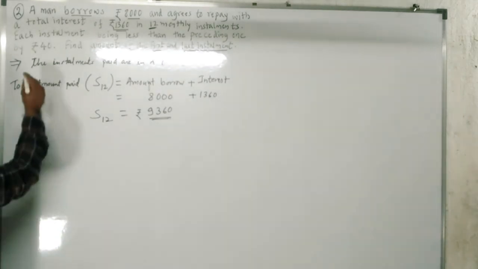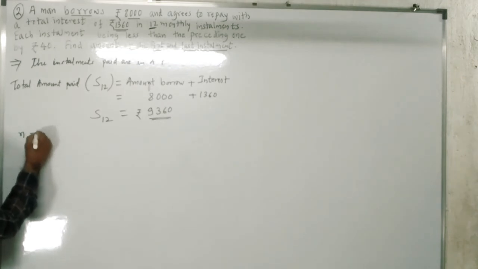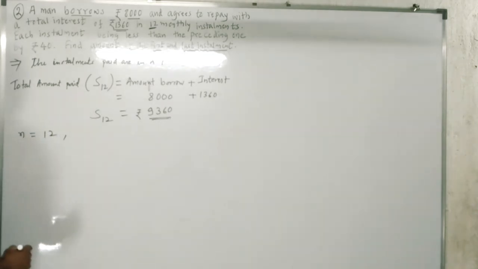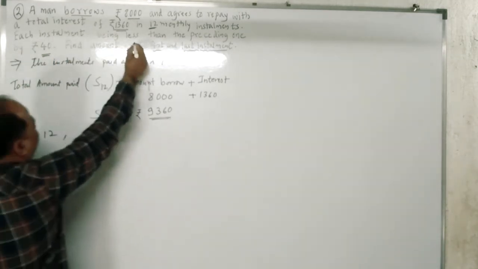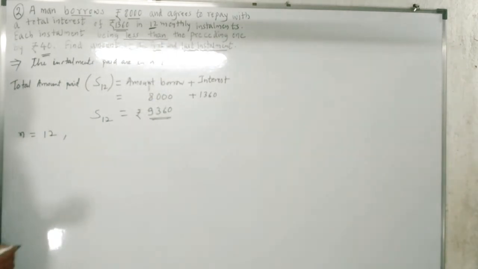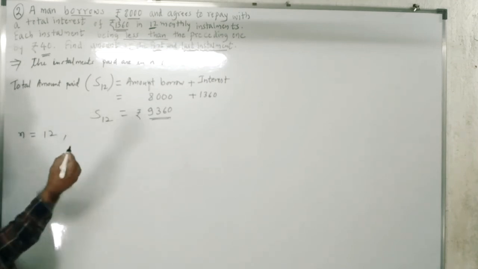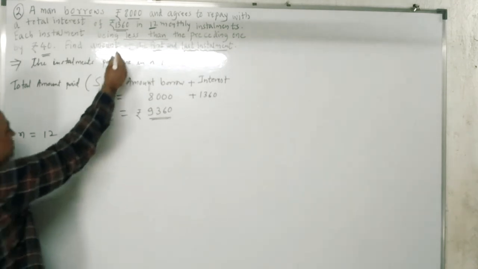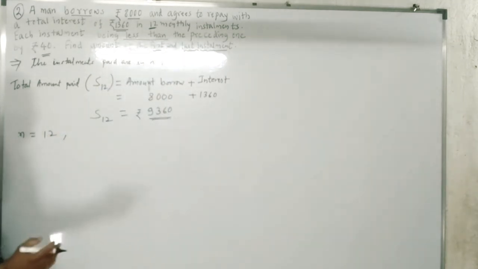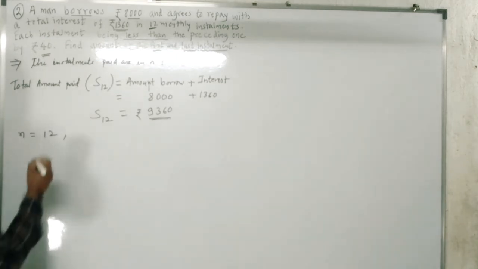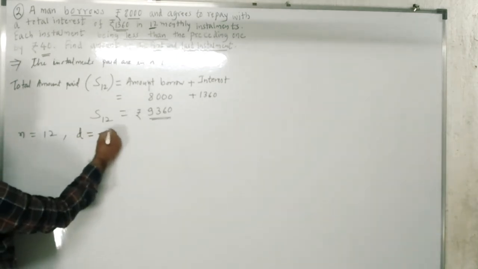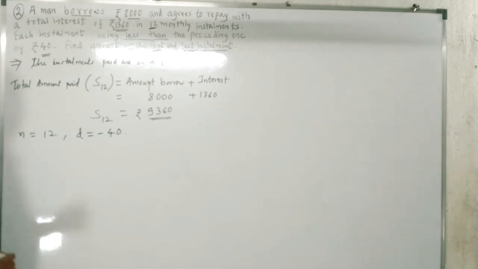Now what else is given? Number of installments n is equal to 12. Each installment being less, whenever it is less, the common difference is negative, and whenever it is more, D is positive. Suppose this month 100 rupees installment was there, so next month it will be 60, means 40 less from that. So here D is equal to minus 40 rupees.